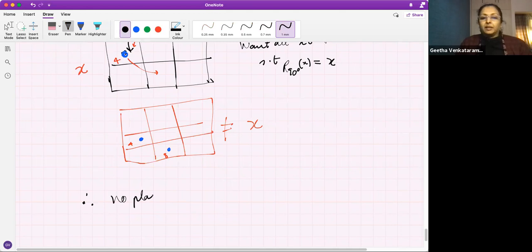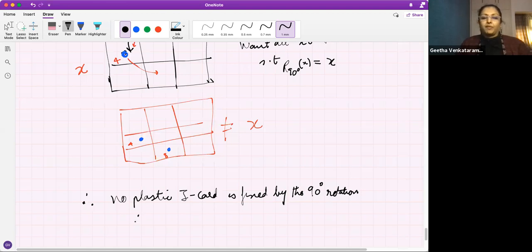Okay. So this argument is showing you that whichever plastic card you pick, it is not going to be fixed by R 90 degree. Okay. Therefore, no plastic card is fixed by the 90-degree rotation.